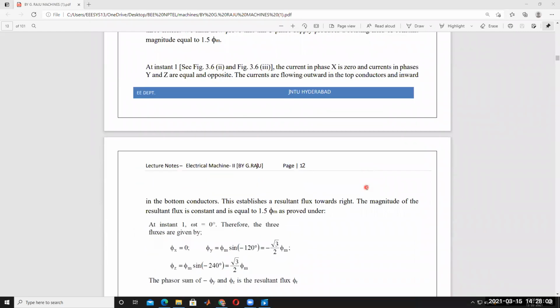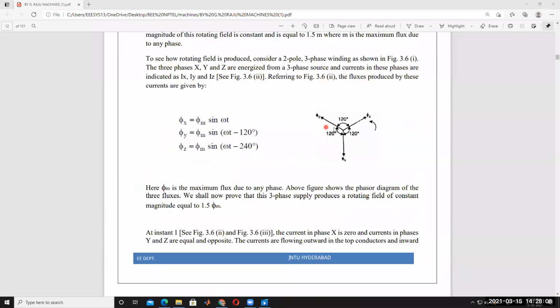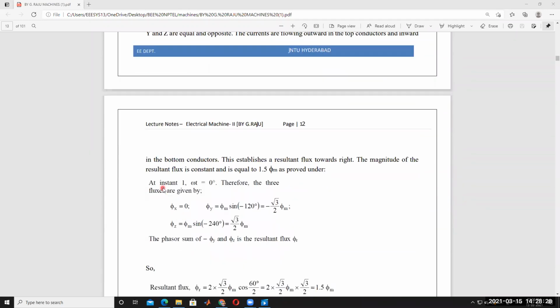So we have to find the resultant flux direction. What is the resultant flux in this stator winding at a particular instant? It's clear: at a particular instant. At omega t is equal to 0, I'm taking the first instant, omega t is equal to 0. This is the condition; try to consider it.